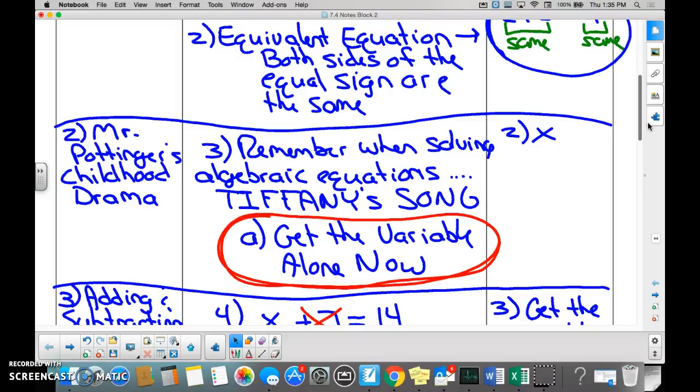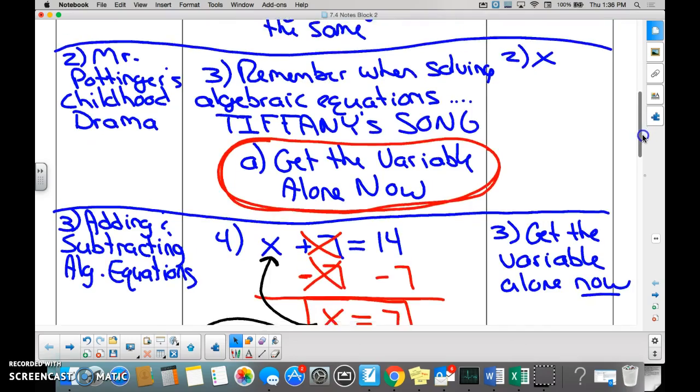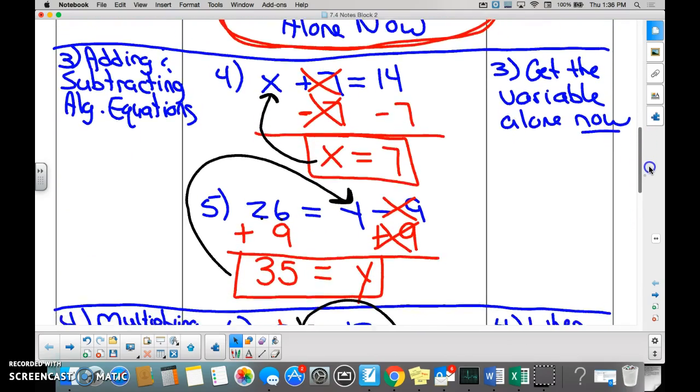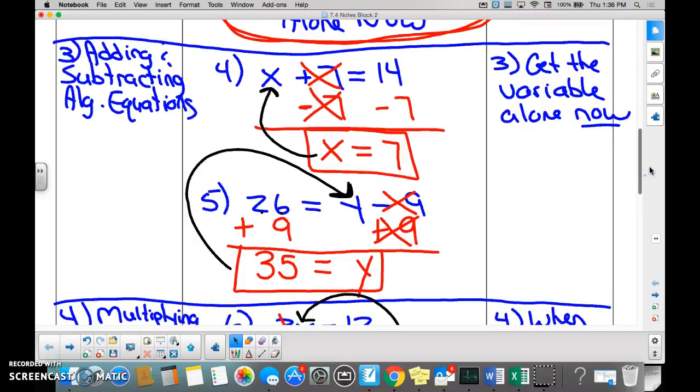If you can't Google it or YouTube it yourself, there's a link to it in the Schoology course on 7.4 and the 7.4 lesson, which I'll open up in a second. Adding and subtracting algebraic equations. So, this is big. You are going to be graded on your work more so than your answer.